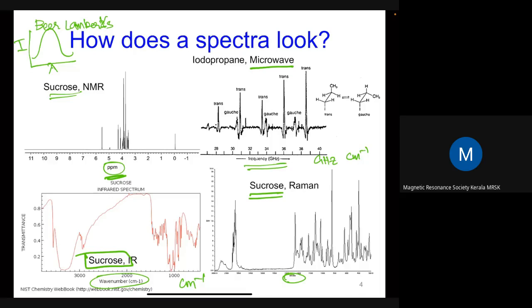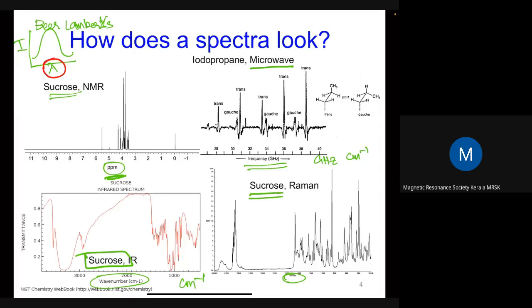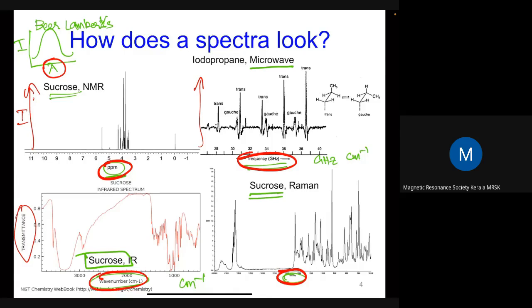So irrespective of any spectroscopy that you use, be it UV visible, NMR, microwave, or any of the vibration spectroscopies, you always have the energy on the x-axis scale. And the one that comes up on the y-axis is something like intensity. I'm not going to go much into the detail of what the intensity is and why it comes up. But overall, all spectroscopy has intensity, transmittance, or something of similar units, absorbance, relative absorbance, fluorescence on the y-axis. That is the readout that ends up coming.